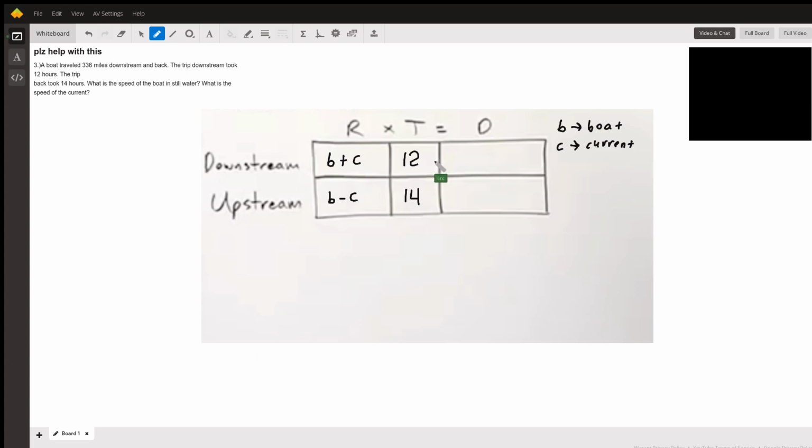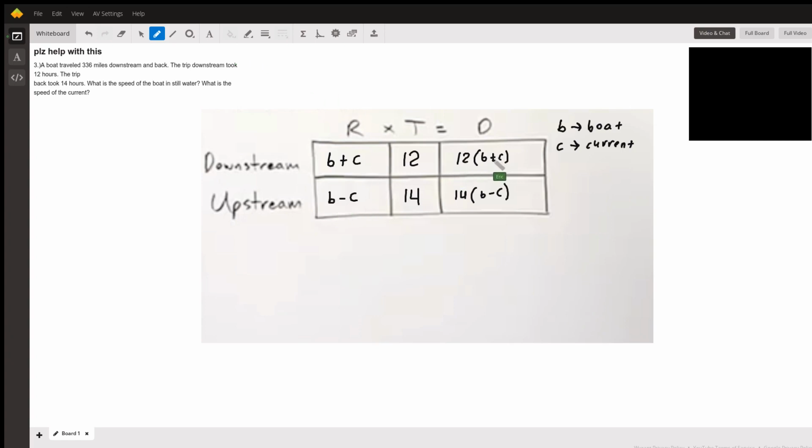Based on our formula, we're going to multiply the two columns together, so b plus c times 12, or 12 times (b plus c), and b minus c times 14, or 14 times (b minus c). And notice that I did not distribute the 12 and the 14 through the parentheses. This is because it's helpful not to do it: in our next step, if we did distribute, we'd just have to distribute it back out. So there's no reason to.